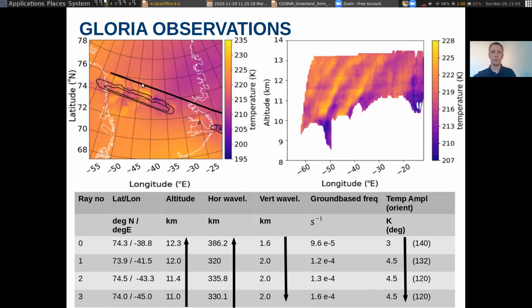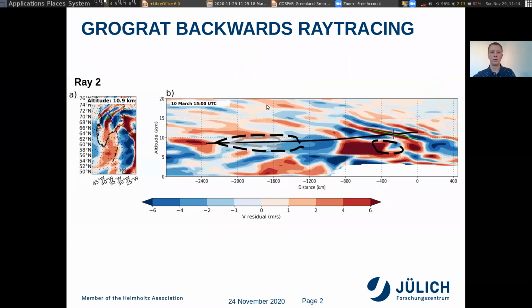Here you can see we reconstructed the GLORIA observations by limited angle tomography into a 3D field. And from this 3D field, we determined the 3D wave vector, which we can then plug into the GROGRAT ray tracer. This is one of these rays that you can see over here, and this is the horizontal cut, the ray traced right to this location. And this is the vertical cut.